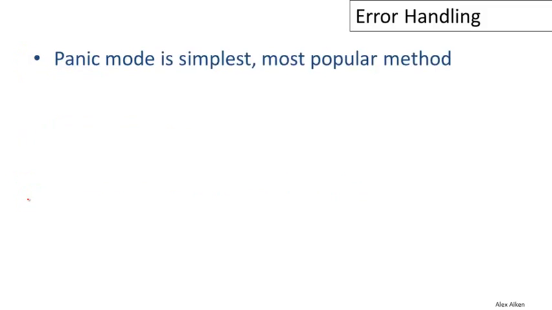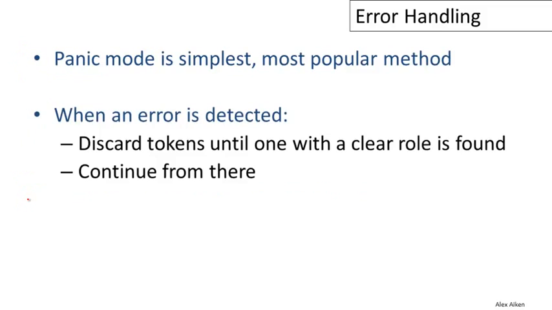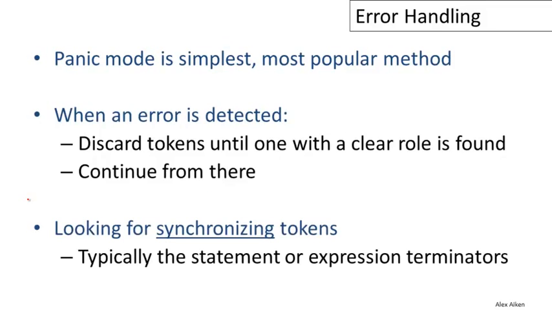Panic mode is the simplest and most popular method of error recovery that's widely used. And the basic idea is that when an error is detected, the parser is going to begin discarding tokens until one that has a clear role in the language is found. And then it's going to try to restart itself and continue from that point on. And these tokens, the ones that it's looking for, are called the synchronizing tokens.